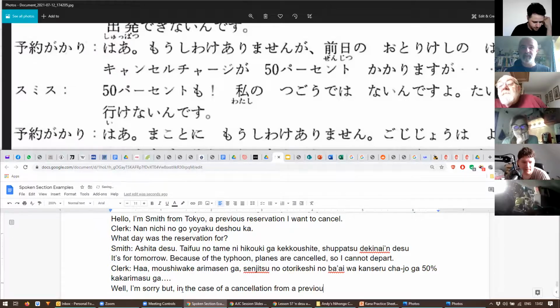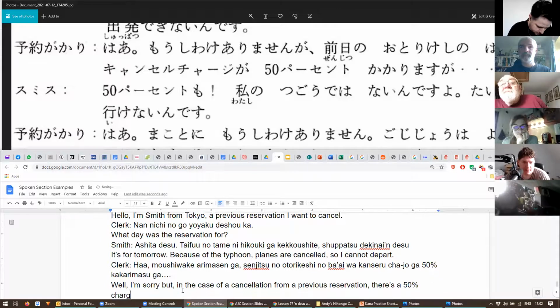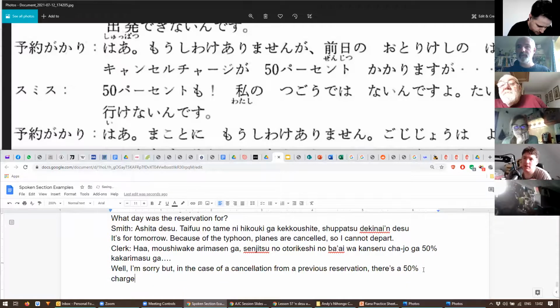Sorry, I'm just putting this in so it's clear what you're saying. There's a 50% charge. Yes, good. Excellent. It says ga at the end. So actually, this is ga as in a kind of but. There's a 50% charge, but. Sorry, that was misleading. Could it be a softening? It is basically a softening. It's a way of ending the sentence rather than saying... Yeah.